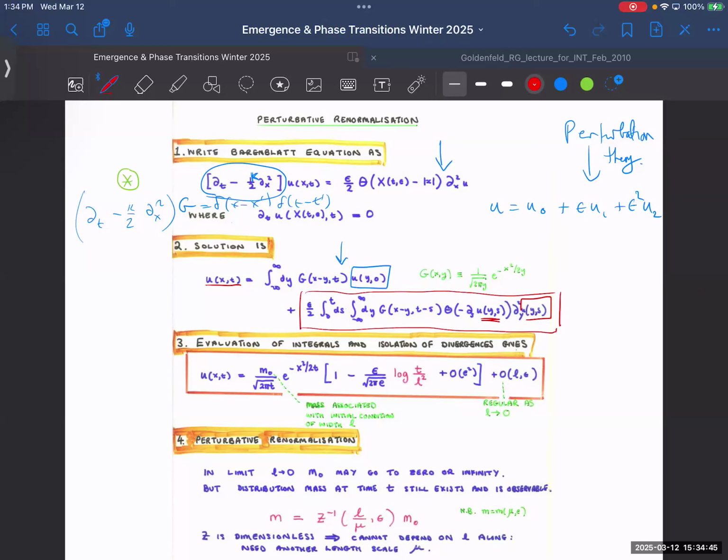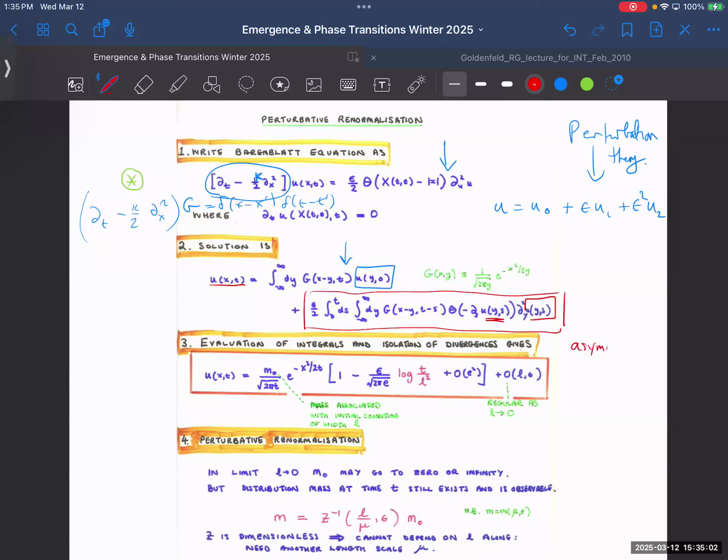Okay, so now what we're going to do is a step where I'm not going to show you the algebra, but it's in chapter 10 in my book. You can evaluate these integrals asymptotically as t over L squared goes to infinity, and the solution looks like this. So this is asymptotics, and you have to be fairly careful in how you do this, and that's in my book and in my papers. And this is the solution that you get.